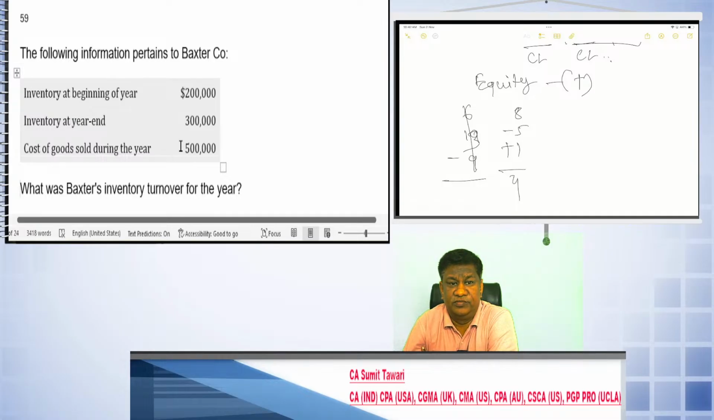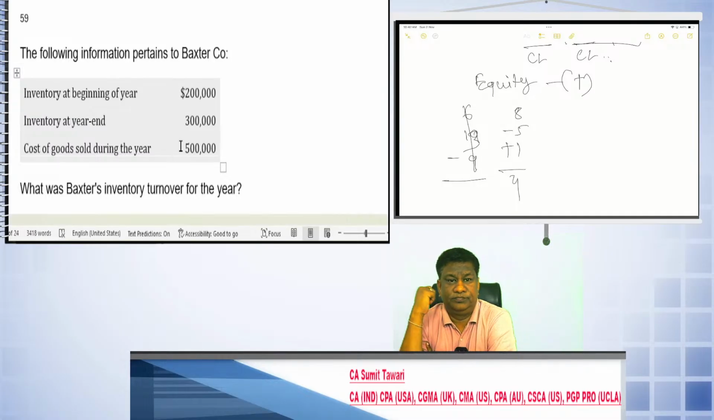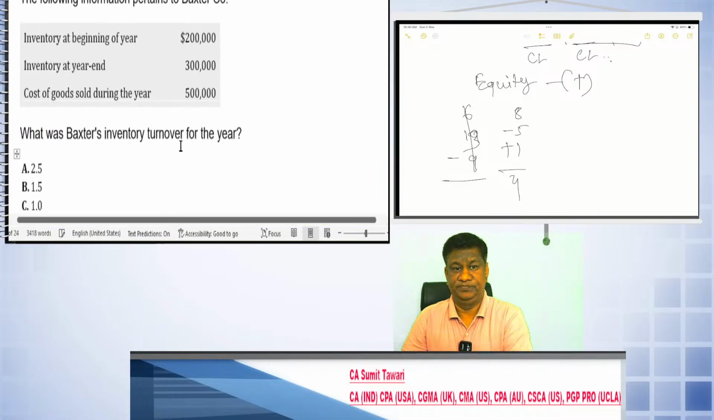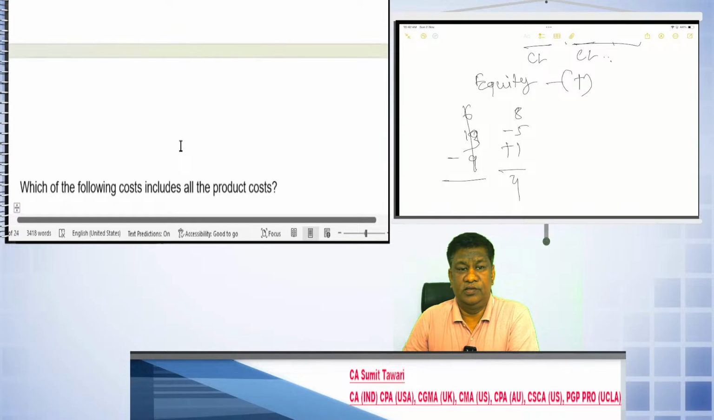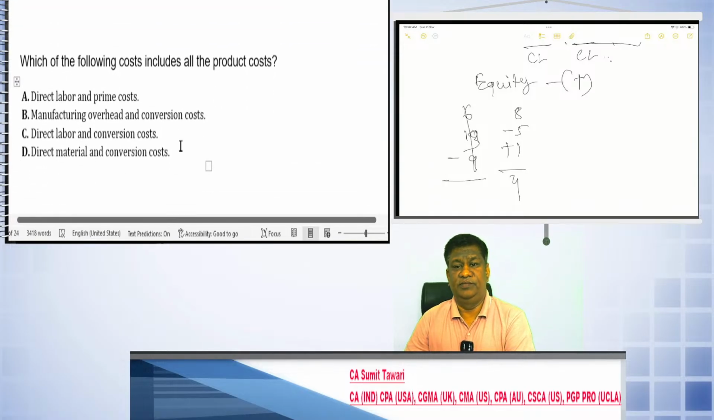Inventory turnover. So COGS upon average inventory, correct. A, 2.5. Yes.